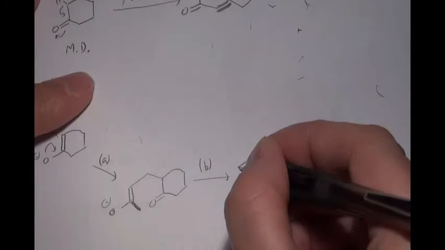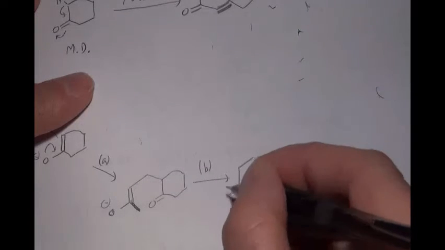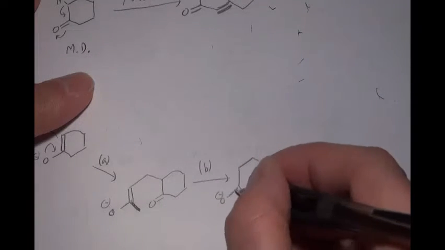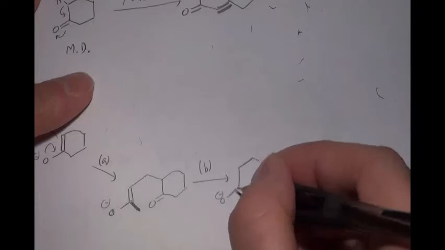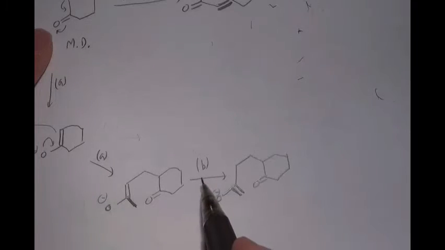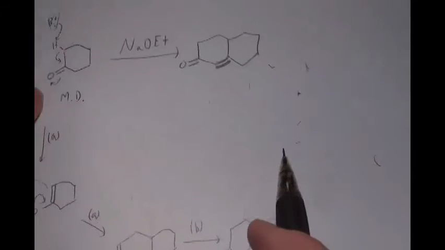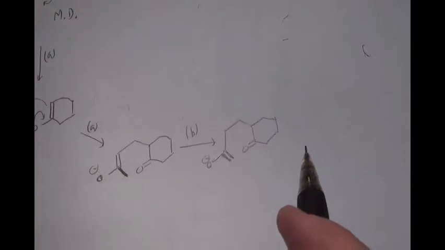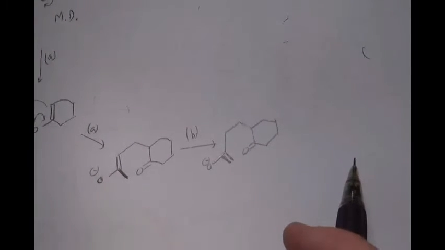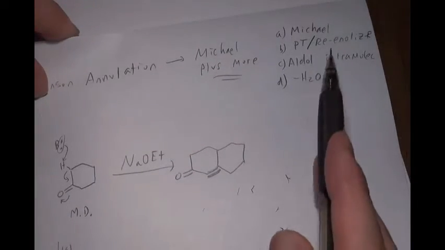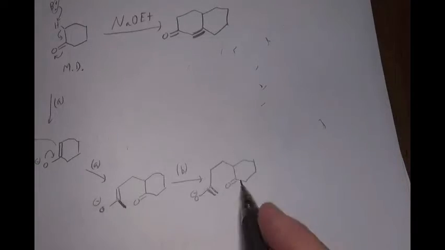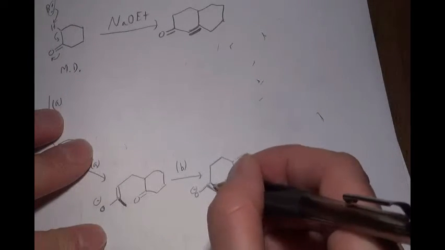Carbon, carbon, carbon. Okay, see how the enolate went from one orientation to the other? That's what I meant by PT/re-enolize. Step B was PT/re-enolize, and that's what we just did. We just moved the enolate from one side to the other. Okay? PT re-enolize is step B. So we got a new enolate.